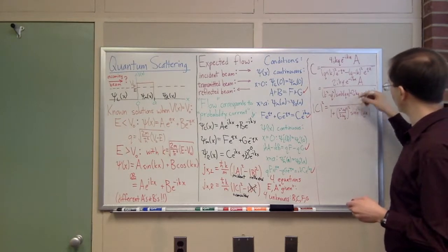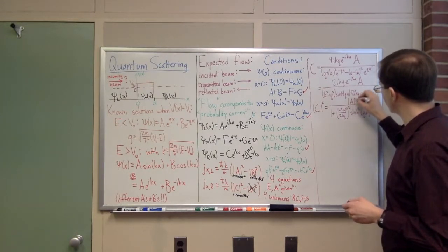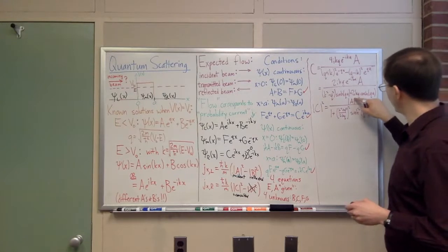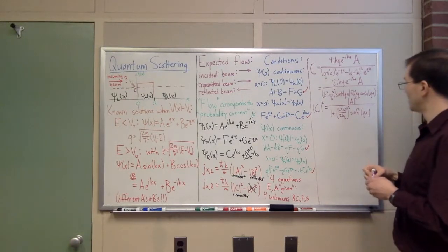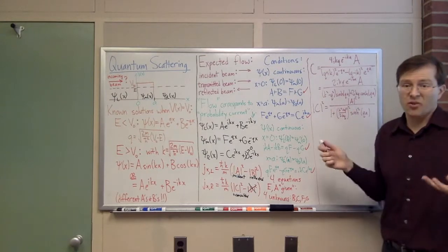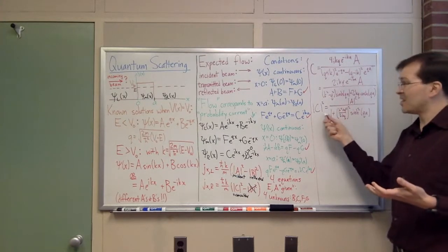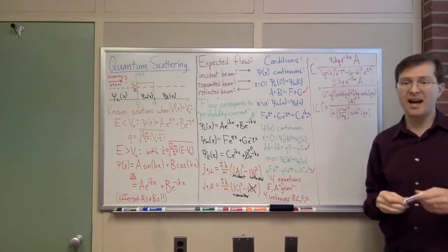Oh, I forgot one more thing. The absolute value of A squared. I need to have that, the absolute square of A is my numerator. That's my transmission coefficient essentially. That's how much transmitted beam I have coming through.